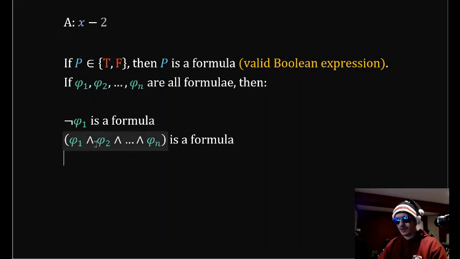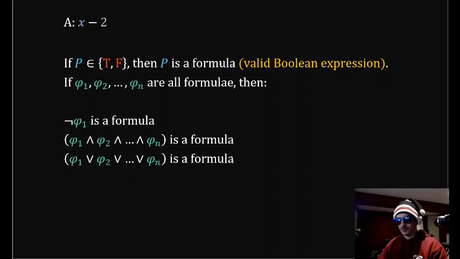Phi sub 1 and phi sub 2 and ... and phi sub n is a formula. Similarly, any finite combination of the phi sub i's and the OR operator in this form is a formula. So basically this is a binary operation which is associative.